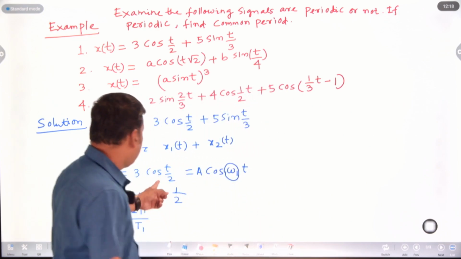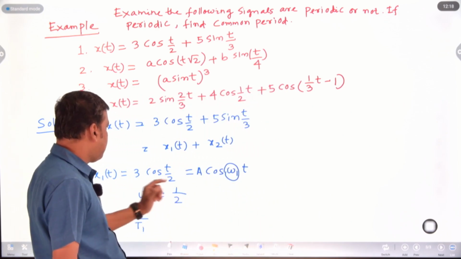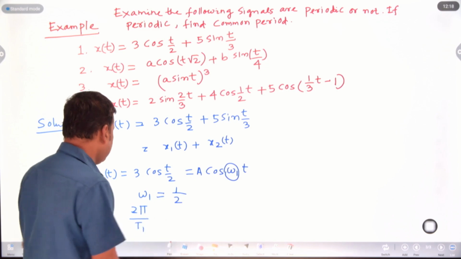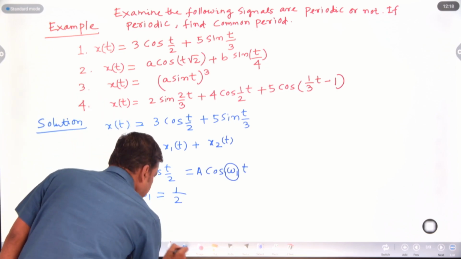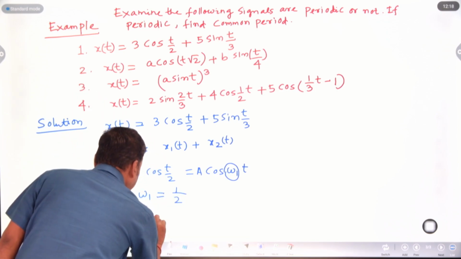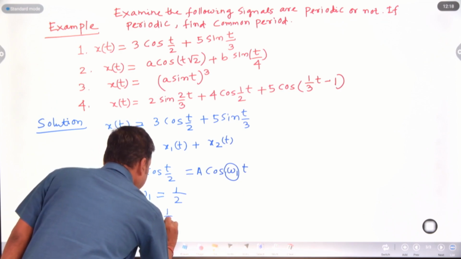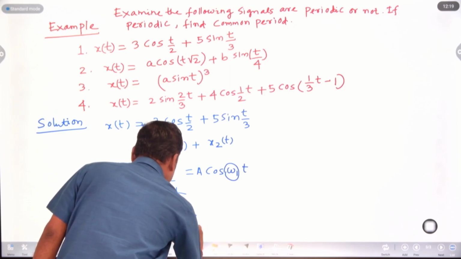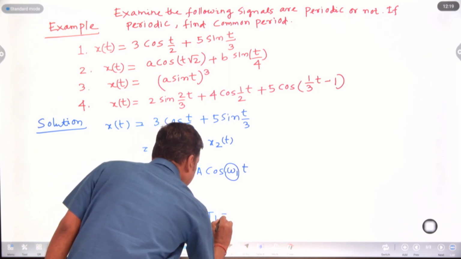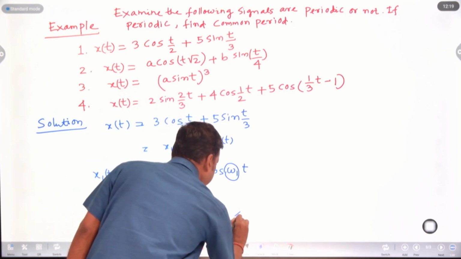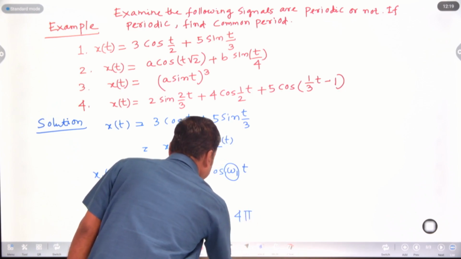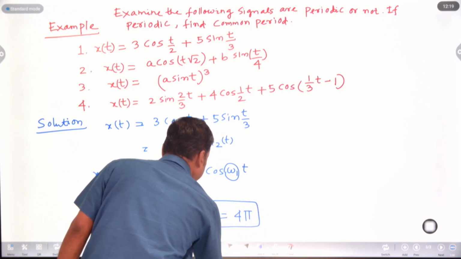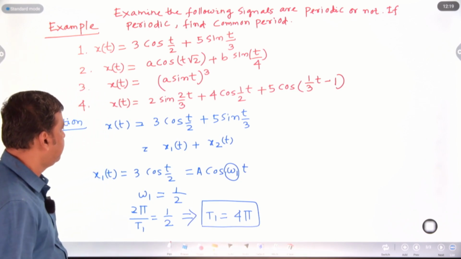And here in cos omega t, omega 1 value is 1 by 2. So 2 pi by T1 equal to 1 by 2, which implies T1 is how much? T1 equal to 4 pi. In the first sinusoidal signal, T1 equal to 4 pi.